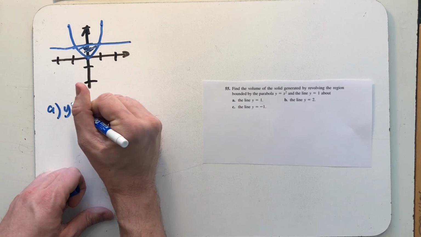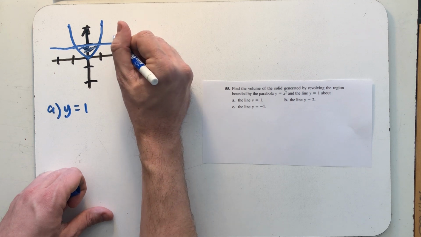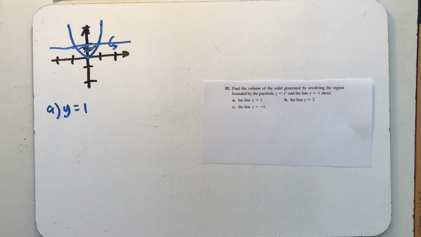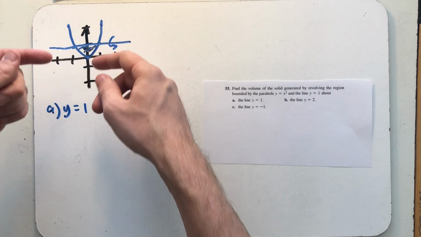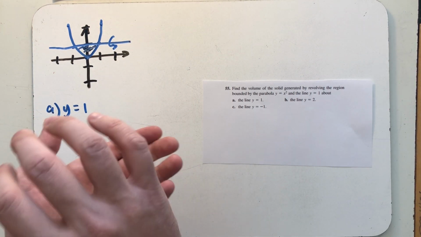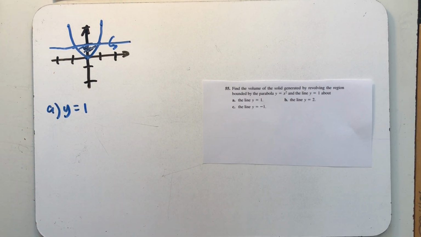In part A, we're revolving around the line y equals 1, right here. So we take that parabolic region, we spin it around that line, and we get a solid that would kind of look like a parabolic football. So not really a football, but kind of that general egg shape. And there's no hole. It's a complete solid, so we'll be using the disk method here.